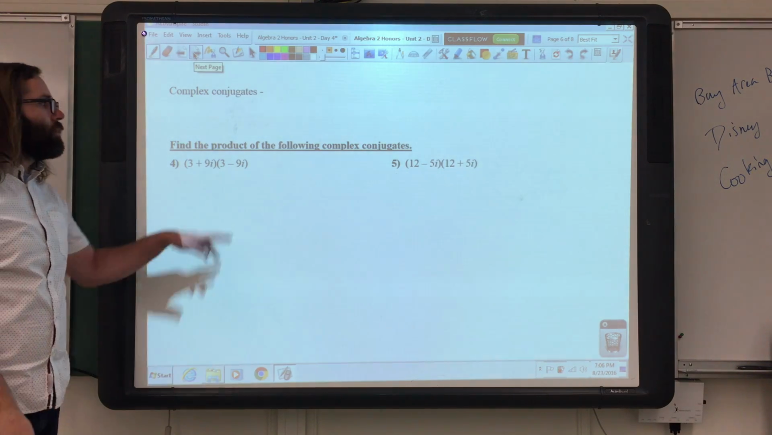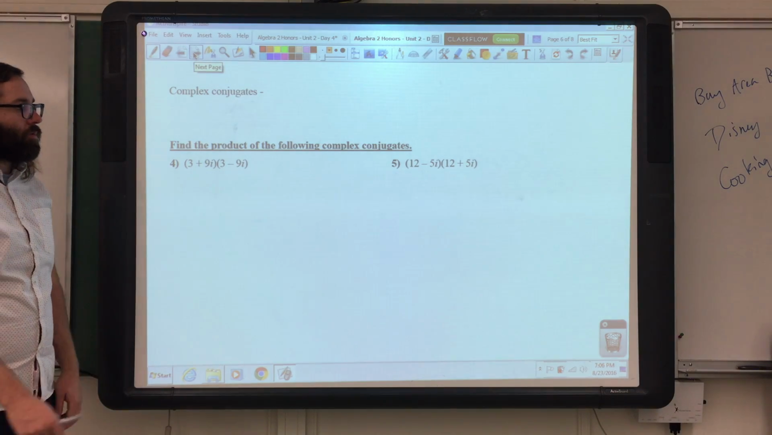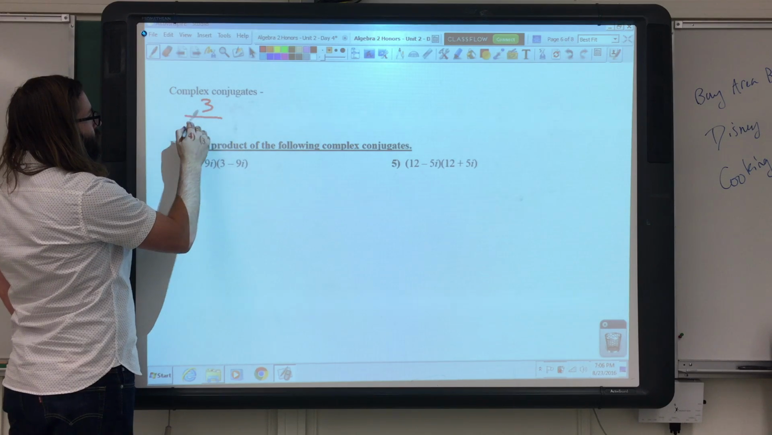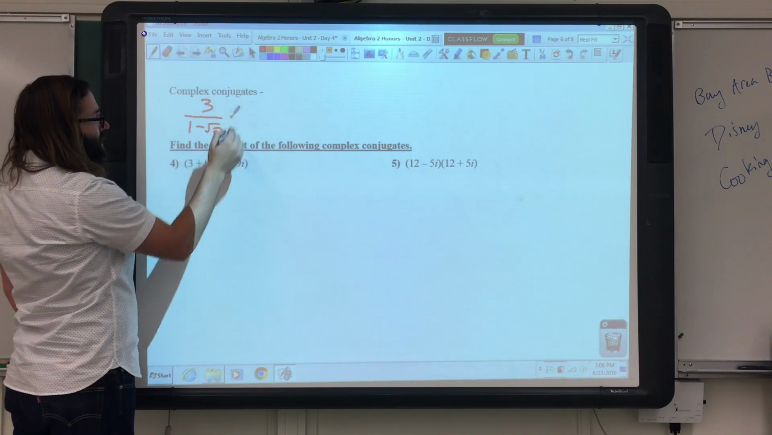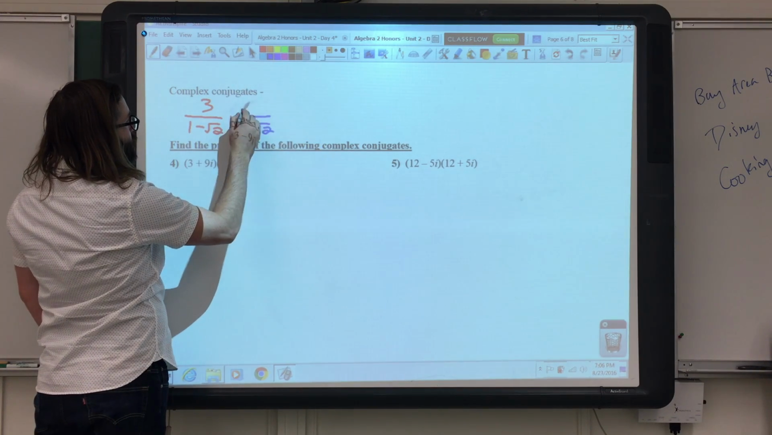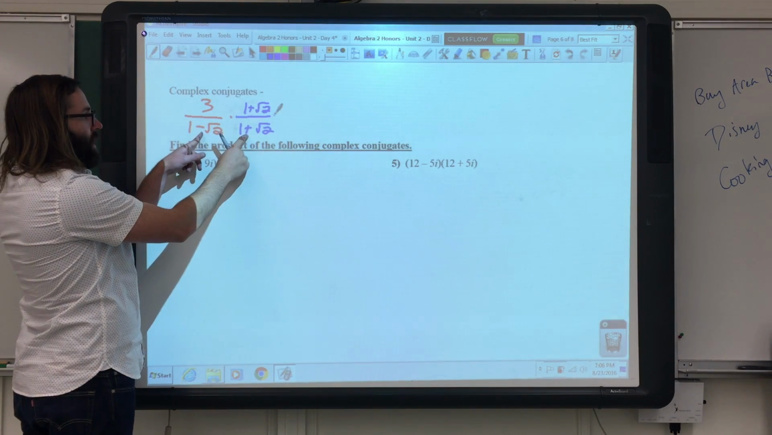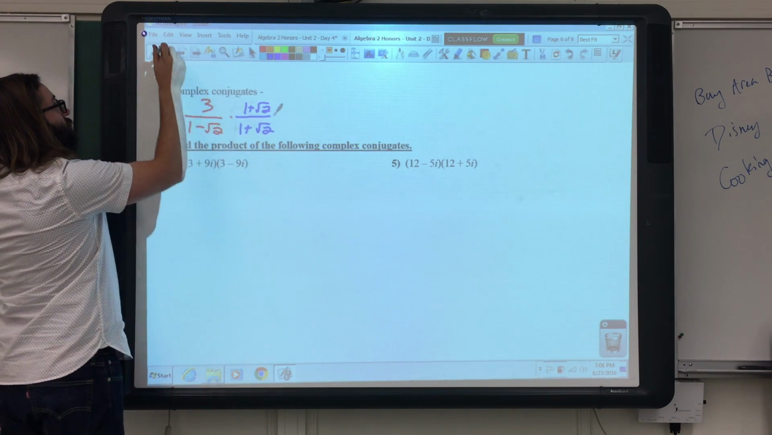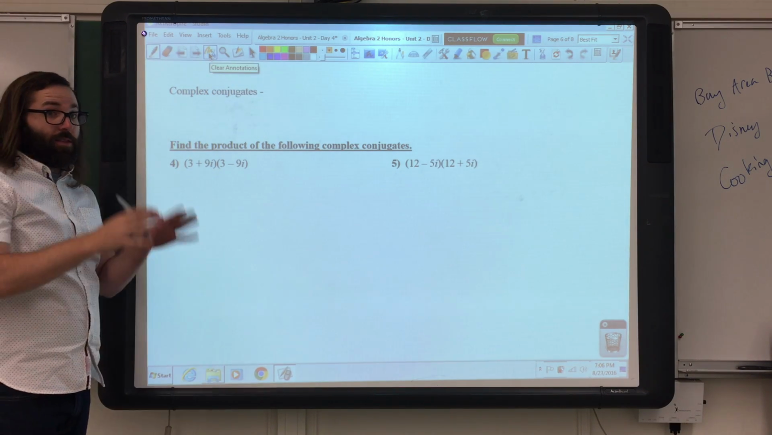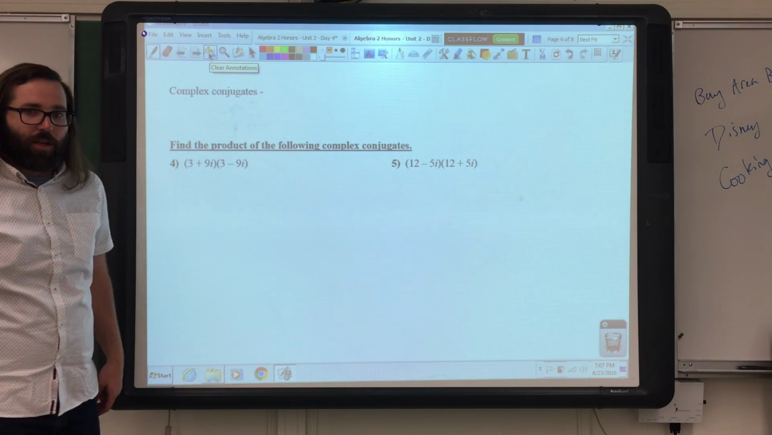Okay, so we talked about normal conjugates already. That's where, if you have 3 over 1 minus root 2, the conjugate would be 1 plus root 2. So we're just flipping the signs. For a complex conjugate, you're going to be doing the same thing, except this time instead of flipping the signs of the radicals, we're going to be flipping the signs of the complex part.